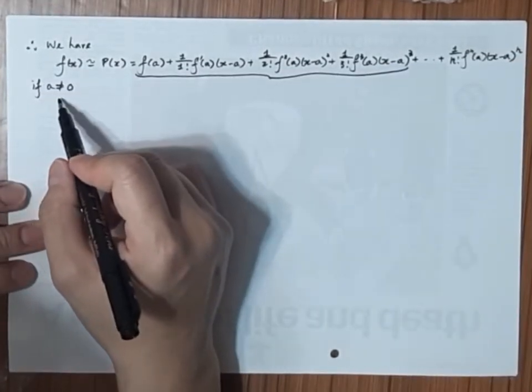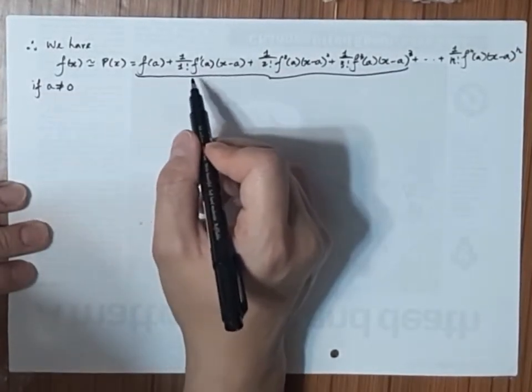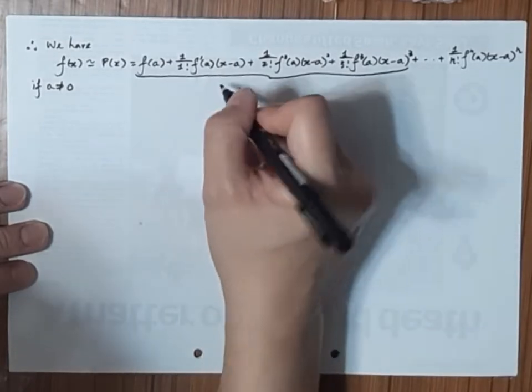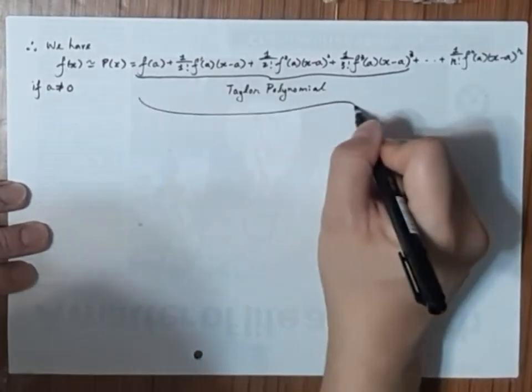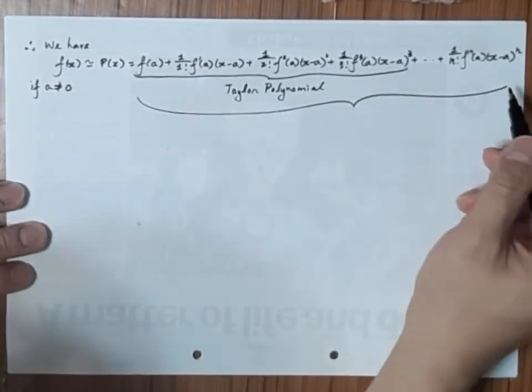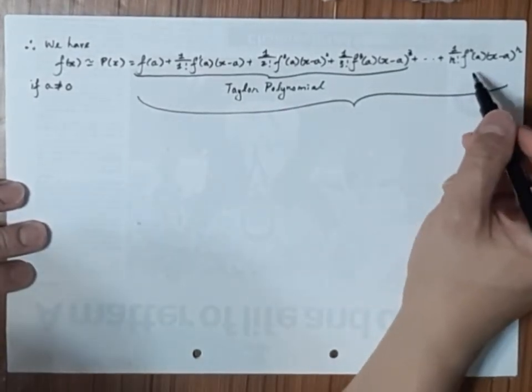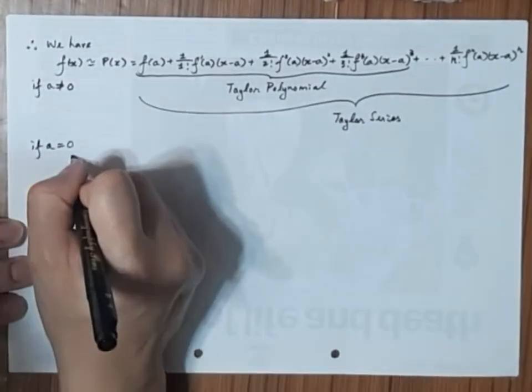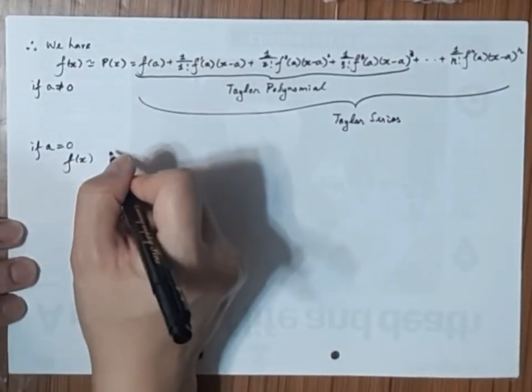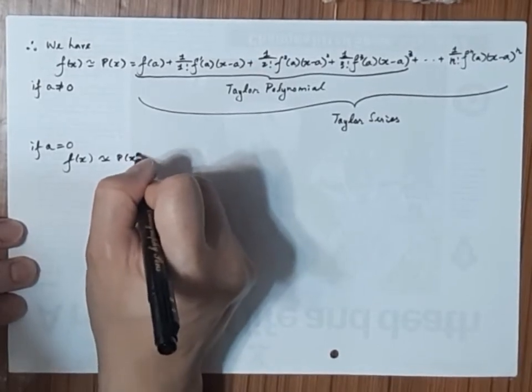If a is not equal to 0 and we have limited terms of this polynomial, we call this polynomial the Taylor polynomial. And if we count to the n terms where n tends to infinity, we call this a Taylor series.